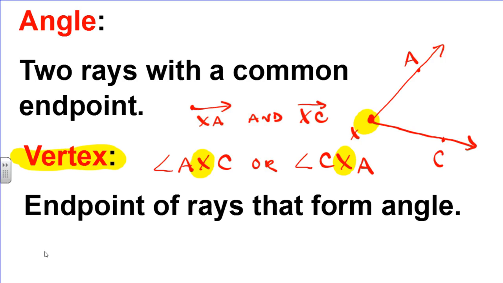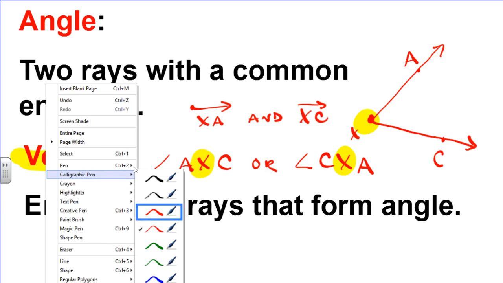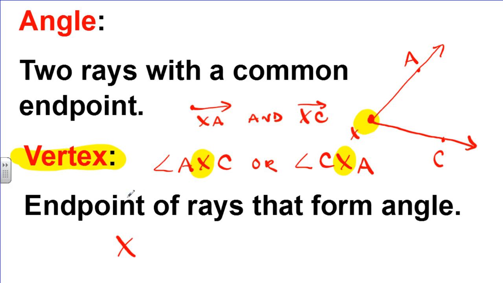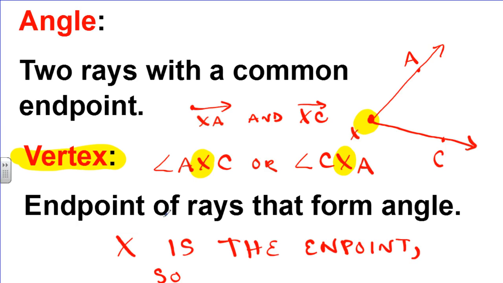So in this case, you would say, get my pen again, X is the endpoint. So it is the vertex. Makes sense? All right. And excuse some of this stuff if it is a review, but we do need a framework to work with going forward.